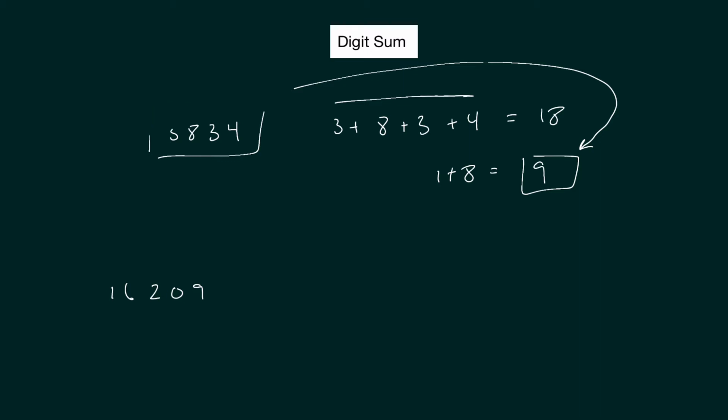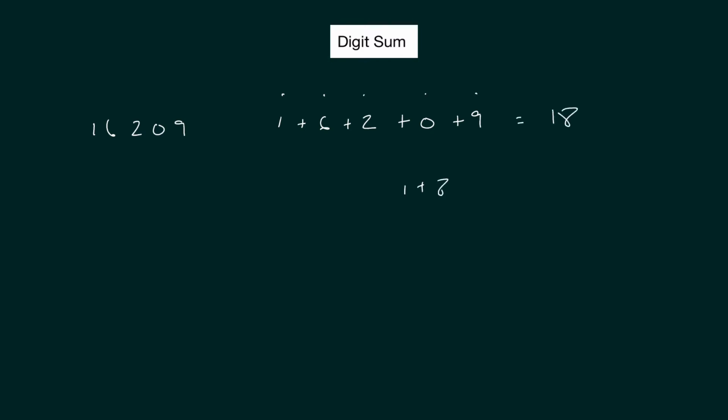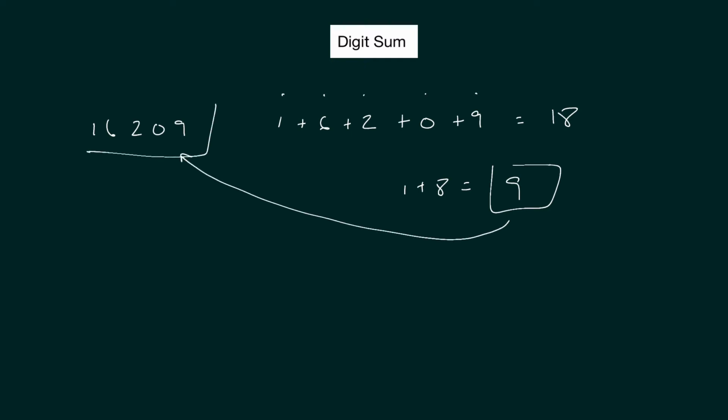All right, and one more. Let's find the digit sum for this last number here. We have 1 plus 6 plus 2 plus 0 plus 9. 1 and 9 is 10. 10 and 6 is 16. 16 and 2 is 18. 18 and 0 remains 18. So when we add these up, we get 18. 1 plus 8 equals 9. So here is our digital root, or our digit sum, for this number.